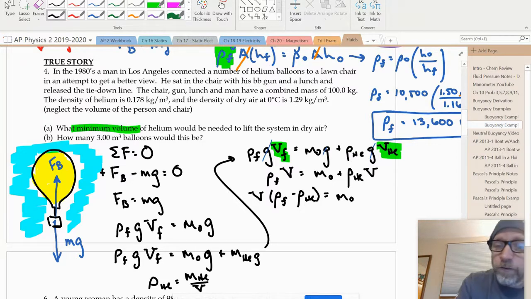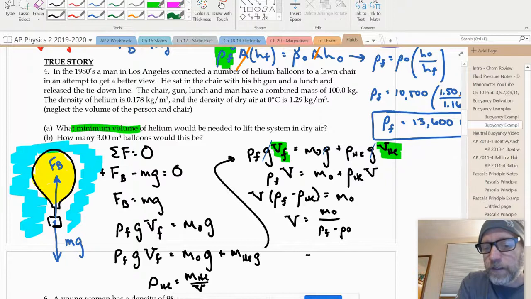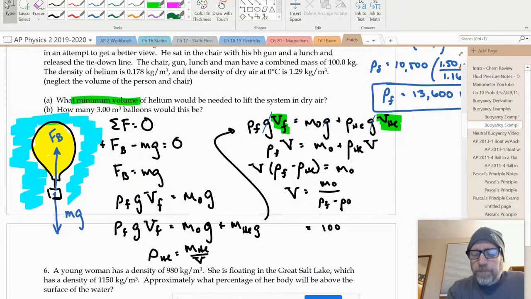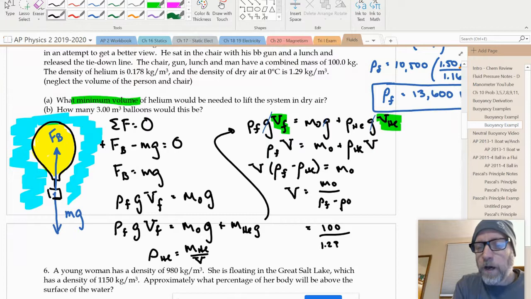All right, let's see what happens. So the volume equals the mass of the object over the difference in density. I'm nervous, actually. What's it say? He's got 100 kilograms between the BB gun, his lunch, and the beer he brought, apparently. Density of the fluid, 1.29, minus the density of helium, 0.178. You're going to plug that in.